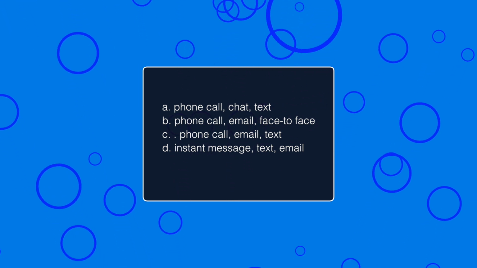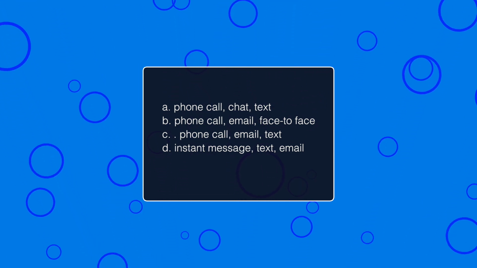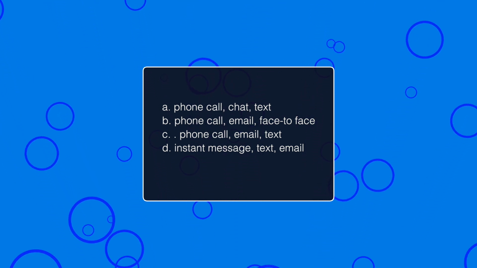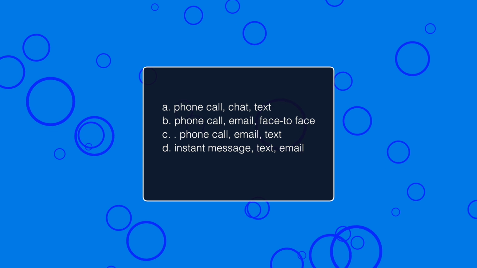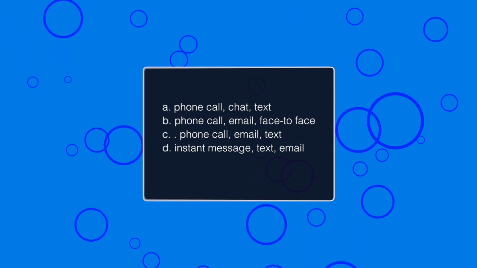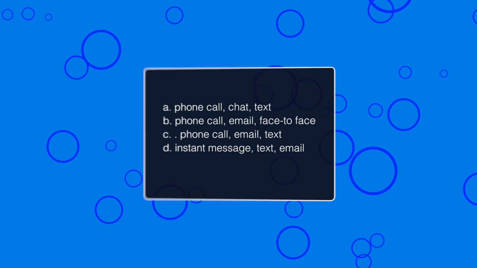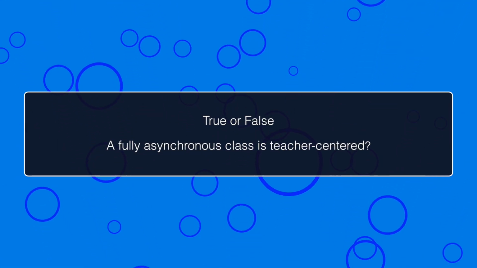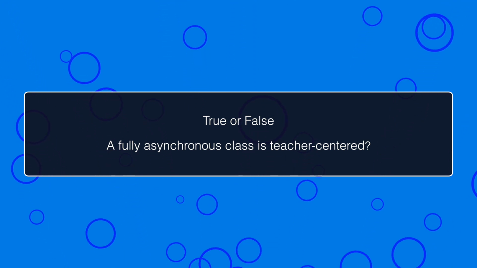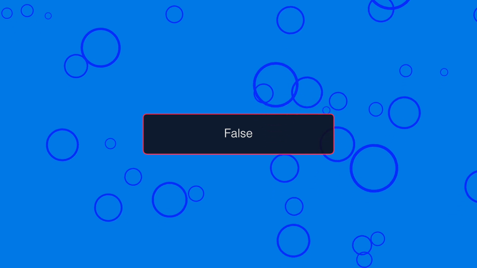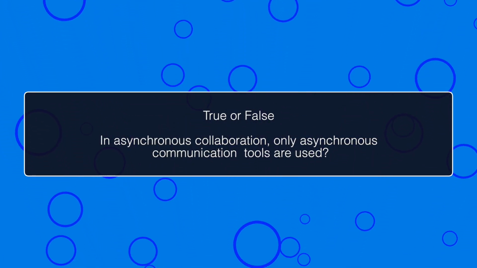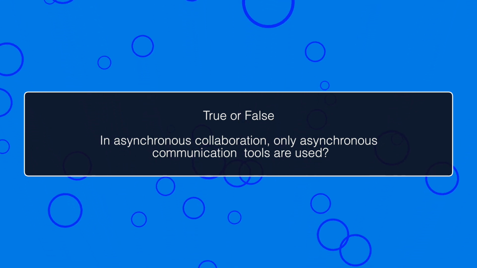A. Phone call, chat, text. B. Phone call, email, face-to-face. C. Phone call, email, text. D. Instant message, text, email. True or false? A fully synchronous class is teacher-centered. True or false? In asynchronous collaboration, only asynchronous communication tools are used.